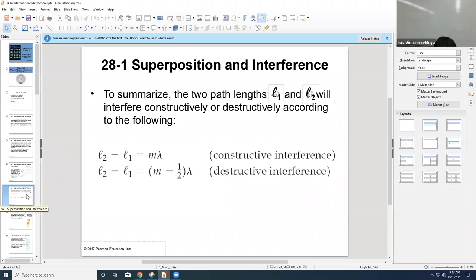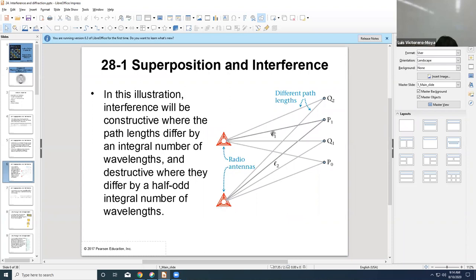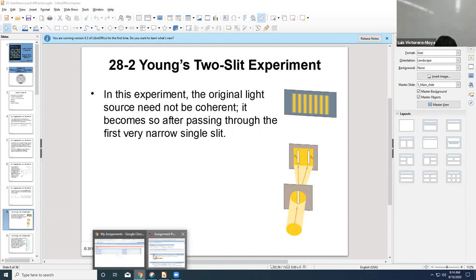Anyway, so as light goes from one antenna and this antenna towards what we're going to call this screen here, in the animation, the screen will be here.